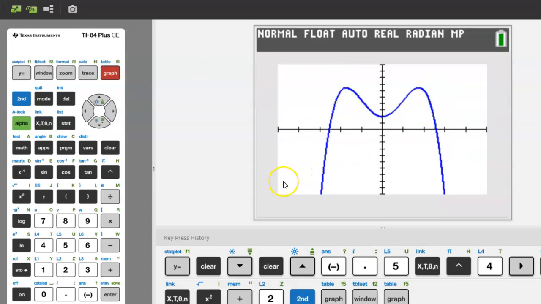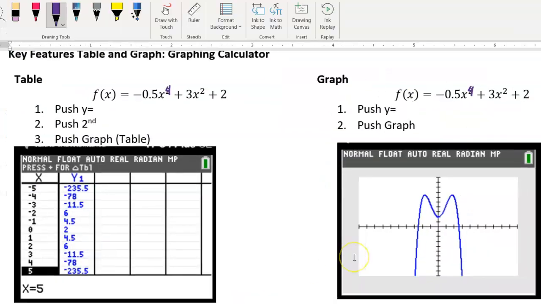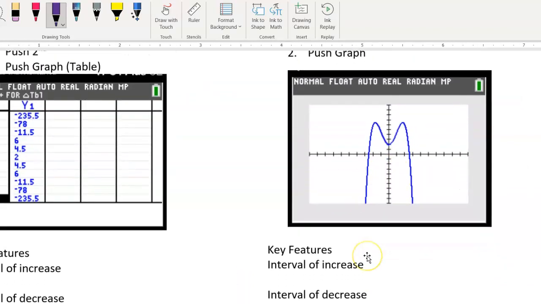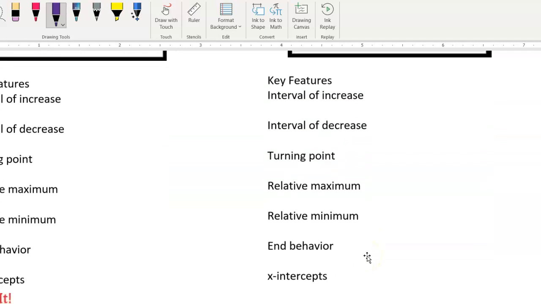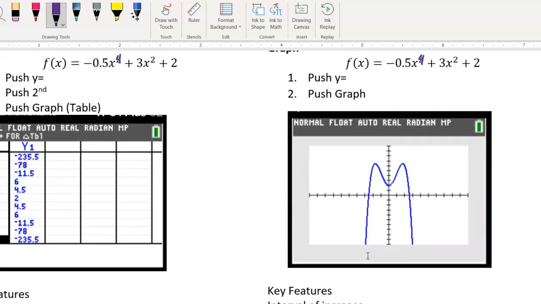So now let's go back to our notes so we can answer some of those questions. All right, so we see the graph here in our notes. It's the same as what we have on our graphing calculator. And now let's identify all these key features. I'm going to start with the end behavior because this is a good warm-up or good review of what we did yesterday in the previous video.